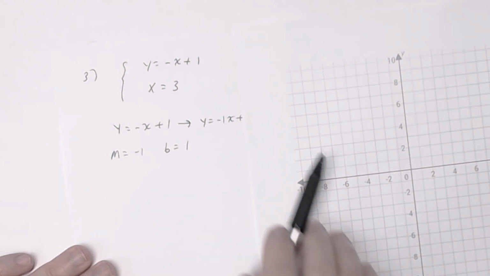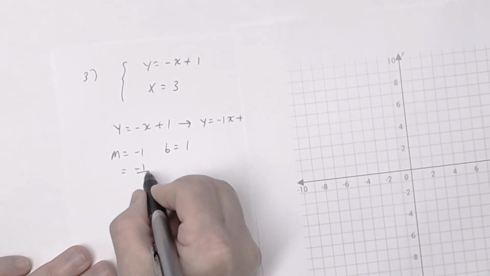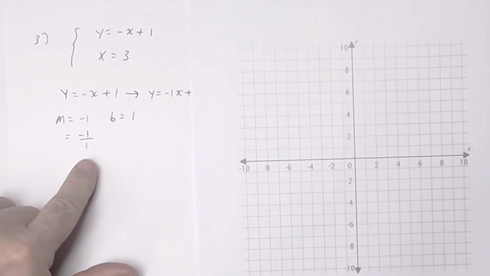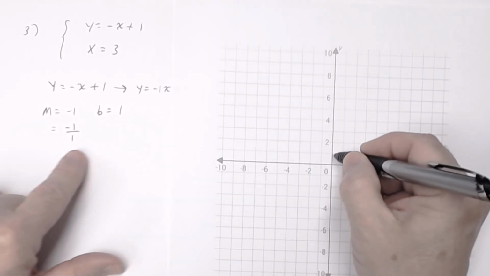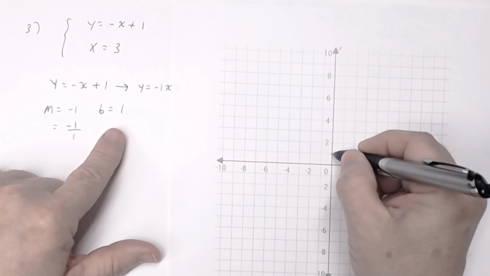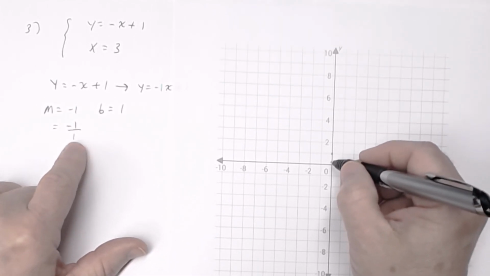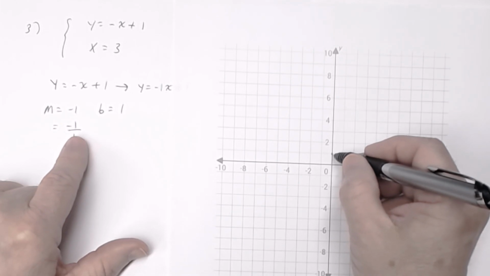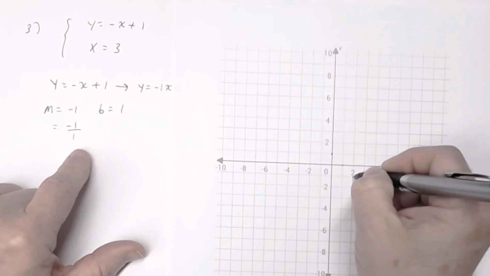Since my slope is negative, I know that my line has to fall. And I'm going to write this as a fraction, negative 1 divided by 1. So rise over run. All right, so here is my y-intercept right here, and I'm going to use the slope to find another point. So negative 1 divided by 1: I'm going to go down 1, to the right 1. Let's do another one. Down 1, to the right 1, and so on.